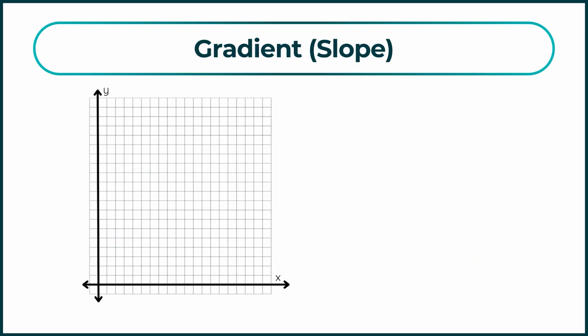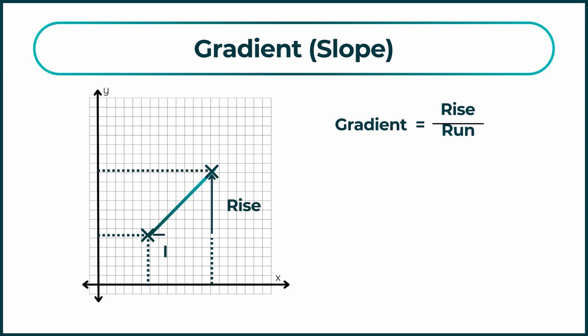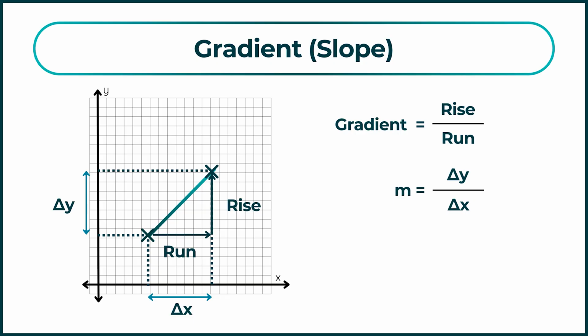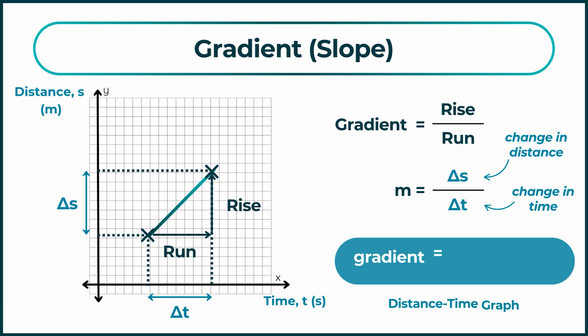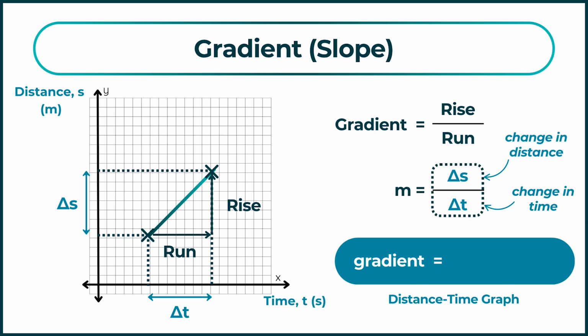Okay, 2 important features can be calculated from any graph. The first is the gradient, whose formula is gradient equals rise divided by run, or m equals delta y over delta x. For distance time graphs, the rise delta y equals delta s, which is change in distance, and the run delta x equals delta t, which is change in time.